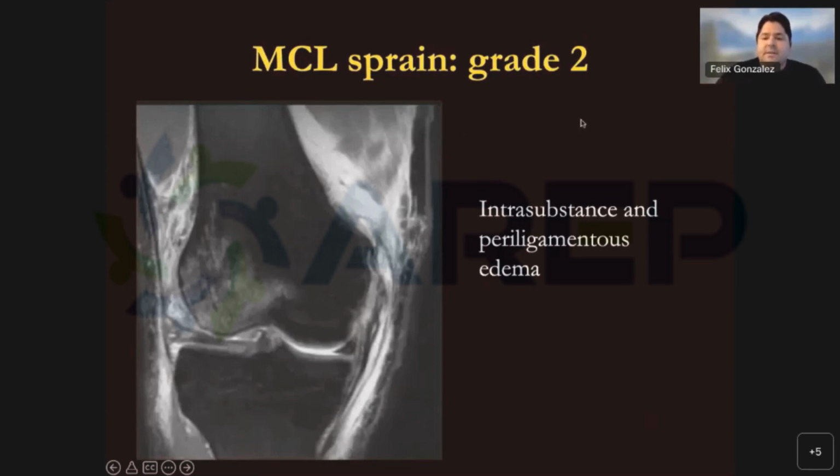Perhaps the difficulty that I have sometimes with grade 2 injury is that we cannot grade grade 2, right? We cannot say it's a high grade grade 2 or low grade grade 2. Basically all those injuries are put in that bucket of grade 2. So here you have an intrasubstance tear. The constitution of the ligament is violated, and you have extensive deep and superficial edema to those ligaments. So this will be a grade 2 injury or sprain.